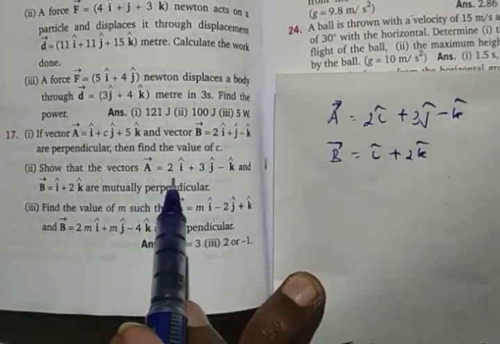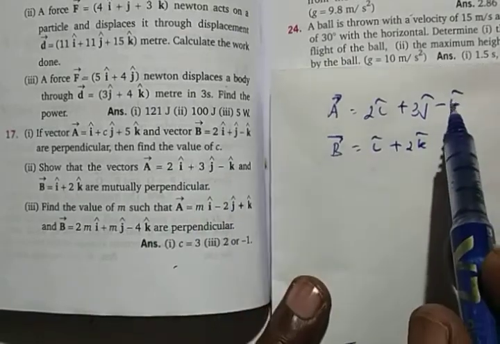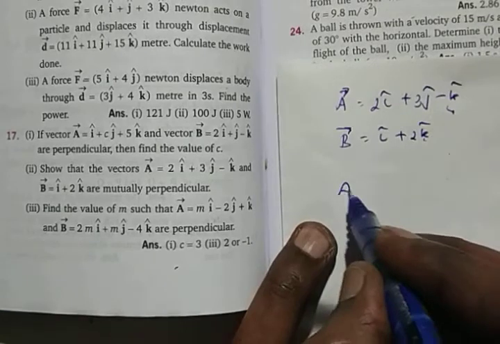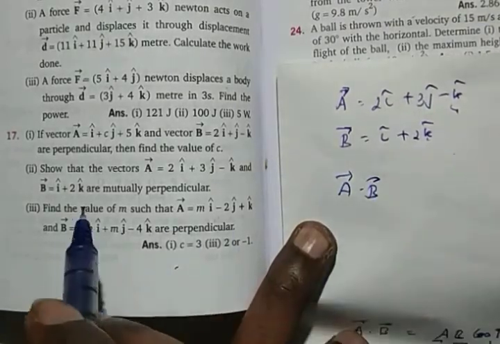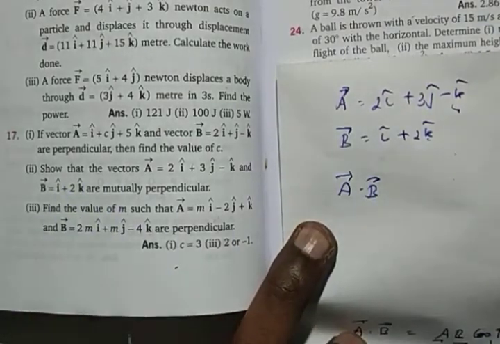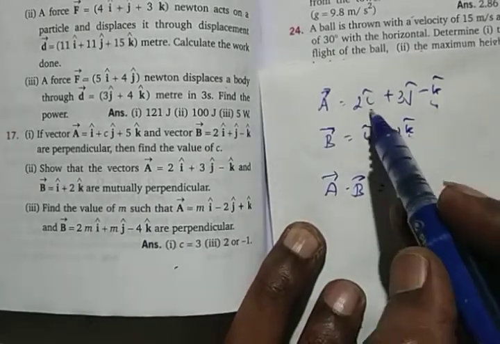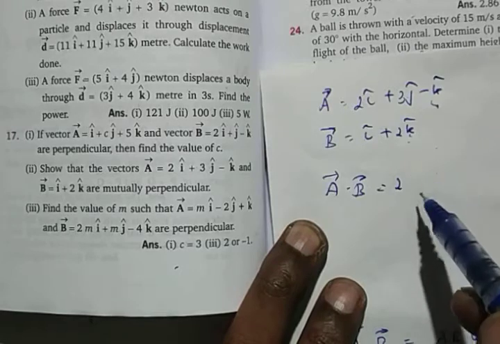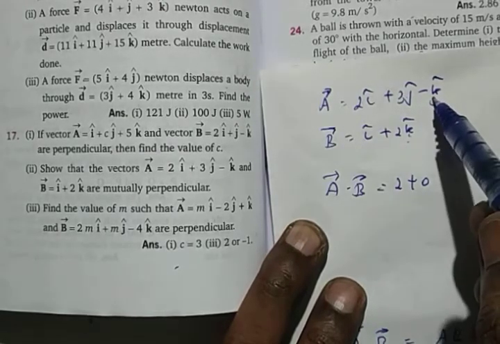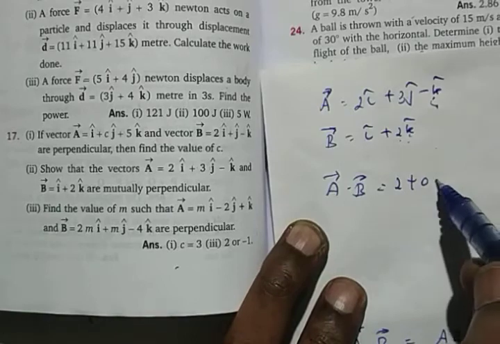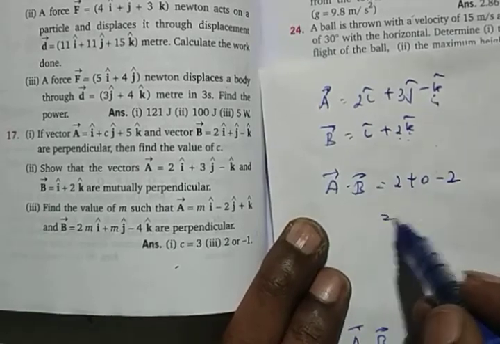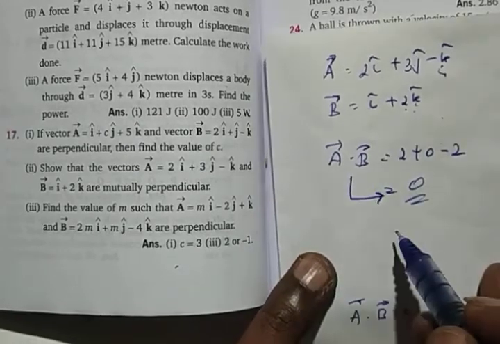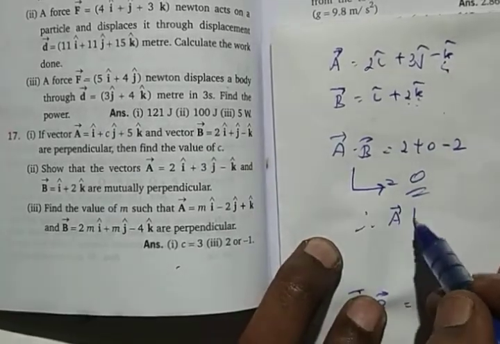A is equal to 2 i cap plus 3 j cap minus 2 k cap. B is equal to i cap plus 2 k cap. I have written here. Find the dot product A dot B. It is asked to show that these vectors are mutually perpendicular. So 2 into 1 is 2. J cap, there is nothing, plus 0. K cap, minus 1 into 2, so it is minus 2. What's the answer? 0. Hence proved. Since A dot B is equal to 0, therefore A vector is perpendicular to B vector.